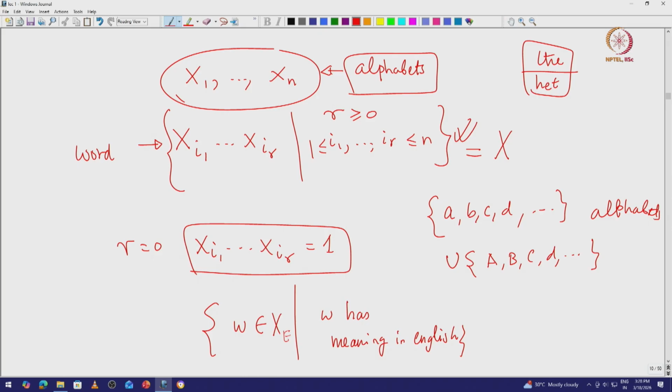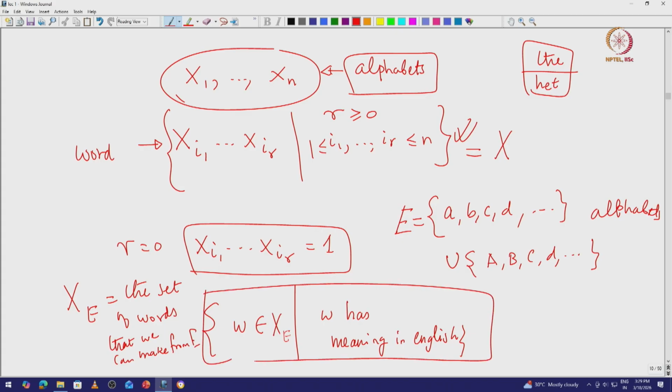Then let us say this is my alphabet for the English language, call it E, and X_E is the set of words that we can make from E. So then I can collect those words that have meaning in English, and this will be a subset of X_E.